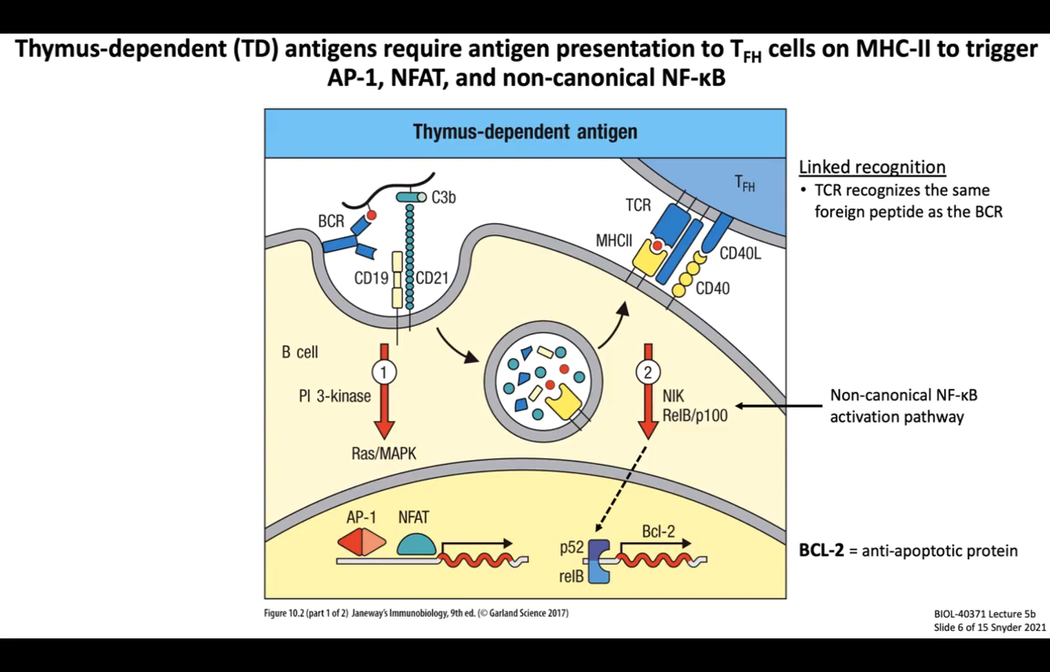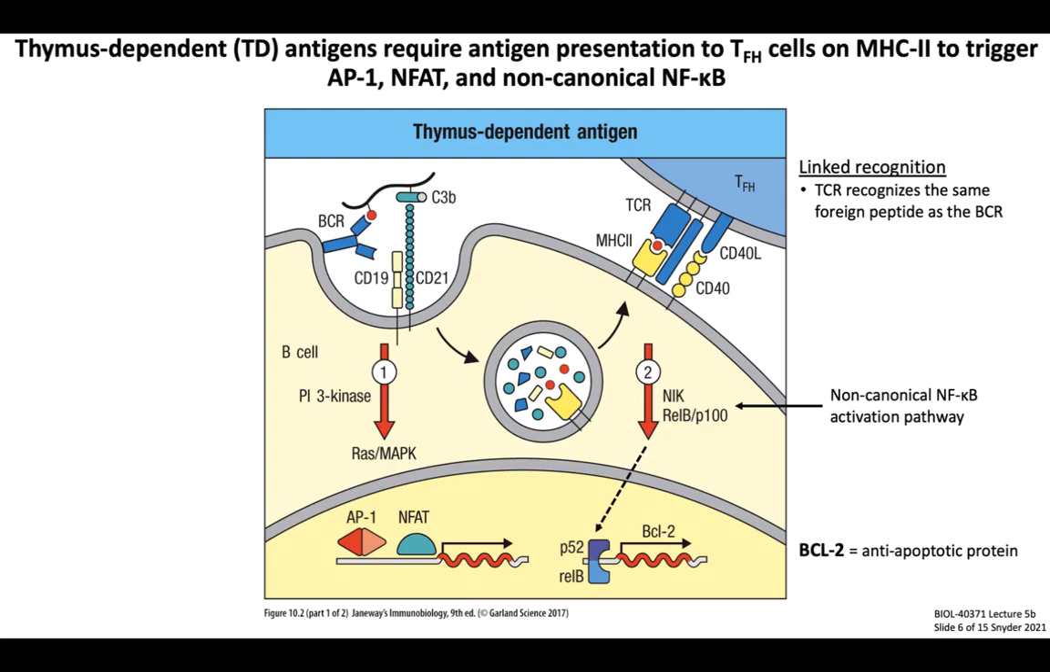However, TD antigens diverge at this point by virtue of the fact that B cells then internalize their BCR that's bound to cognate antigen. And this allows them to degrade and process the antigen for presentation on MHC class II. B cells therefore act as professional APCs in this context, as they present cognate antigen that is then recognized by CD4 positive TFH cells. Note that the TCR on the TFH cell recognizes the same foreign peptide as the BCR, and this is a phenomenon that is called linked recognition.